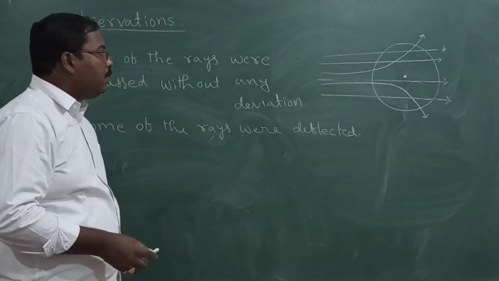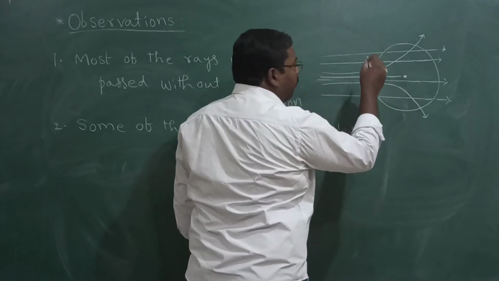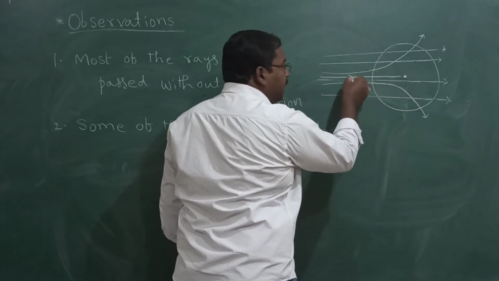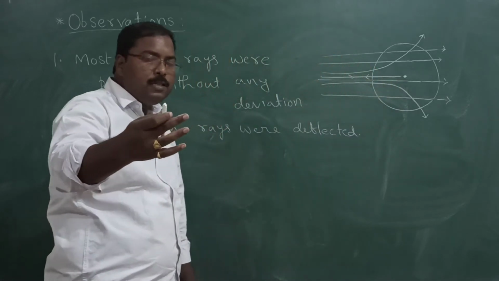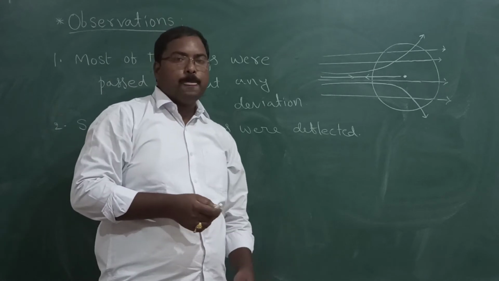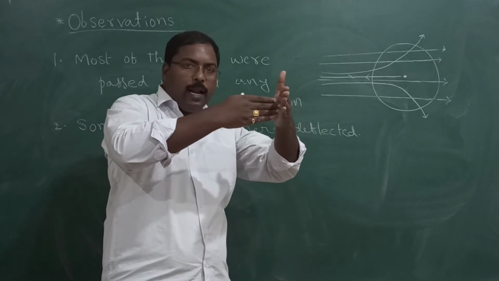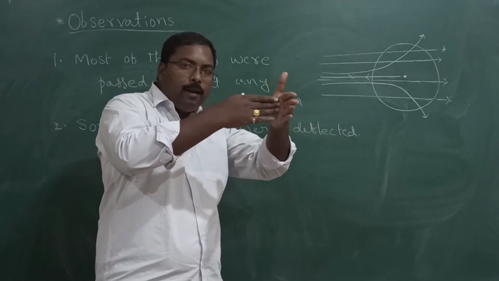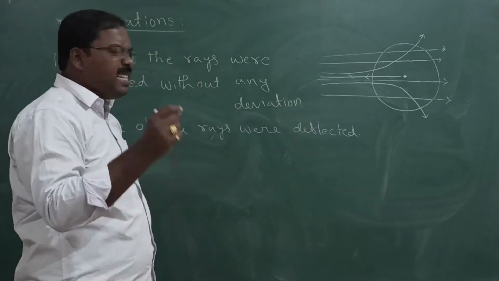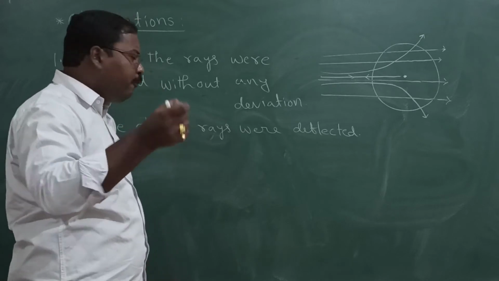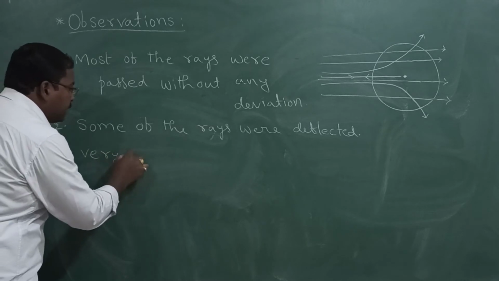Now first let us observe the third type of rays, a very few number of rays. Actually this is the direction. Very few number of rays were bounced back in the same direction. Bounced back means when the ray is passed through the foil, when it strikes the foil, it came back in the same direction without any deviation. Such type of rays are very few rays. Okay? Very few rays.